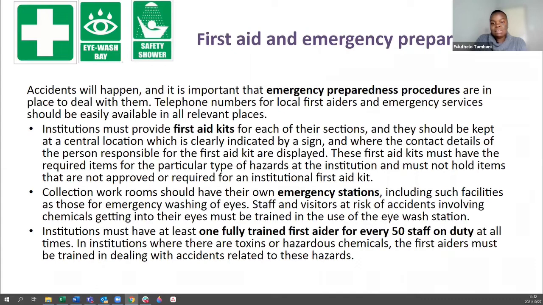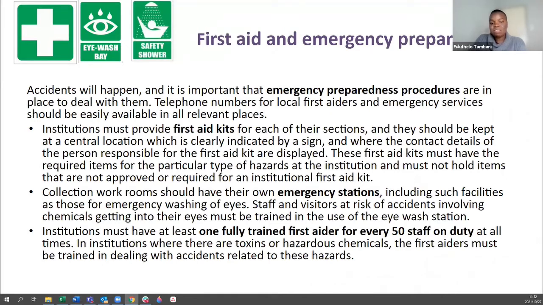These first aid kits must have the required items for the particular type of hazards at the institution. And they must not hold items that are not approved or required for an institutional first aid kit. So what's required needs to be there. What's not required should not be there. Collection workrooms should have their own emergency stations, including such facilities as those for emergency washing of eyes.